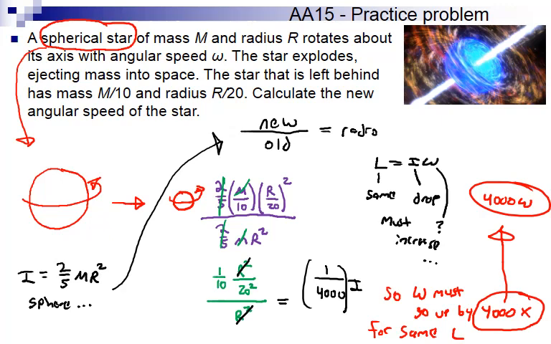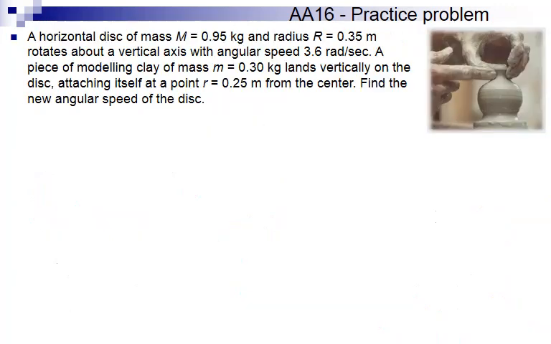So what ends up happening is the angular speed must increase big time. It must increase by a factor of 4,000, which is much faster than it was before. The radius is much smaller, and the mass is much smaller, and so that's the only thing that will make logical sense there.